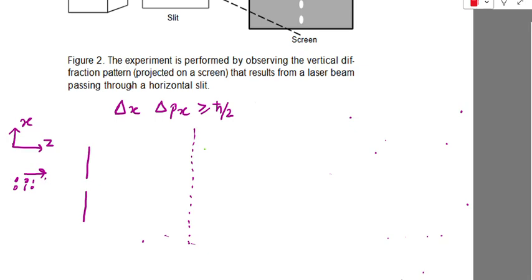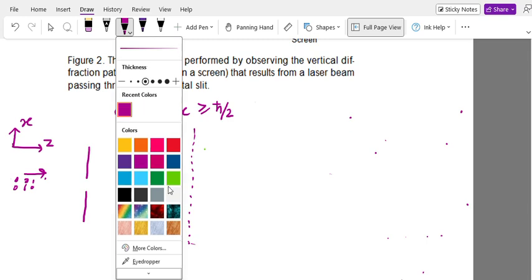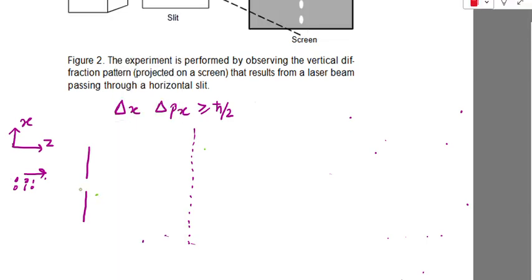Now again, as I told you before, the slit width is d.